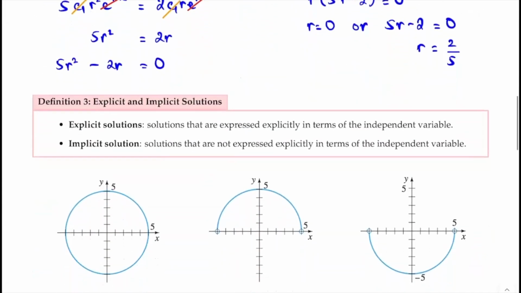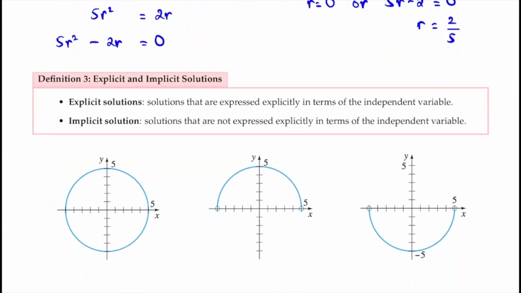Now, the next two terminologies relate to explicit solutions and implicit solutions. Explicit solutions are expressed explicitly in terms of the independent variable. The opposite of that is implicit solutions, where the solutions are not expressed explicitly in terms of the independent variable.